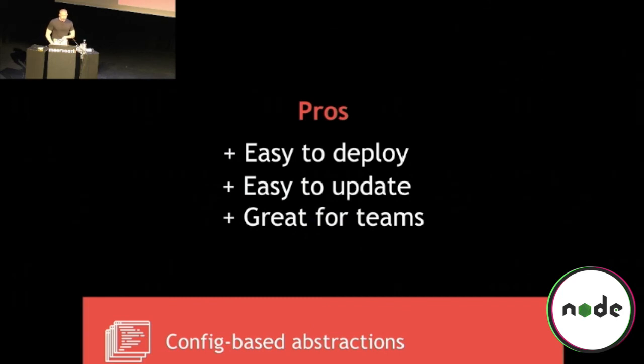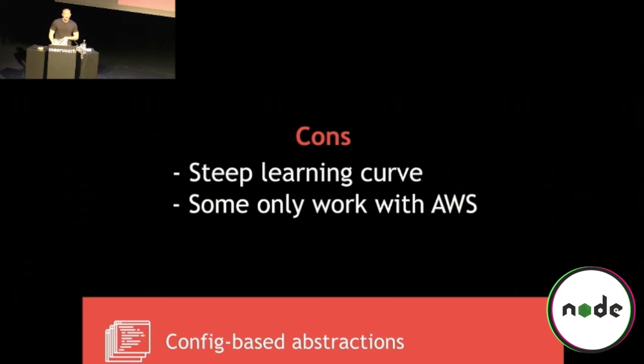So the pros and cons: it's easy to deploy these. You can deploy these directly from your command line typically. They're pretty easy to update if you know what you're doing. And they're really great to work with for teams, but there's a very steep learning curve for most of these. I think serverless framework has the easiest entry point. Terraform and some of these others have a little bit even steeper of a learning curve.